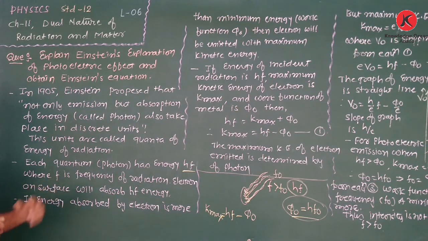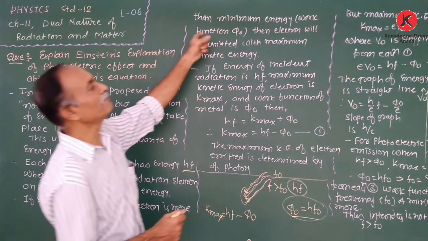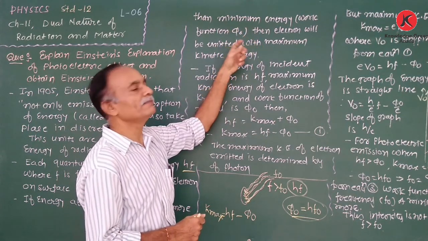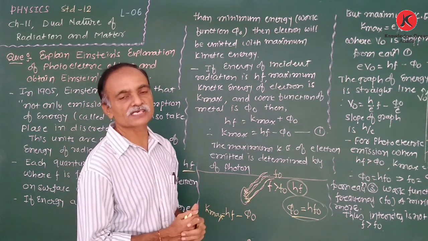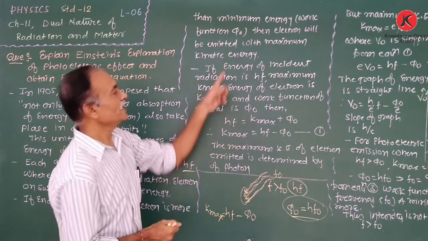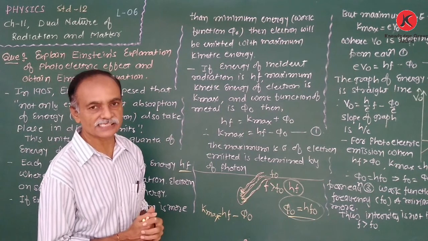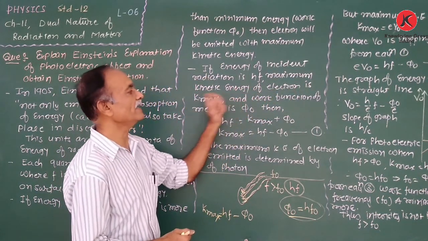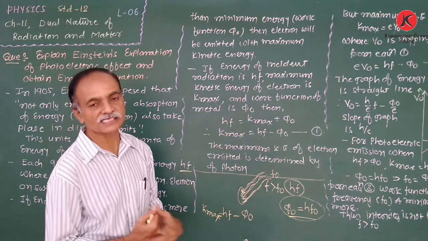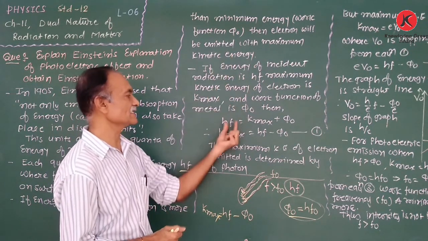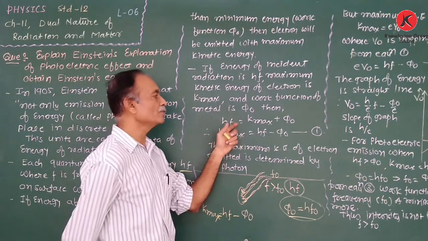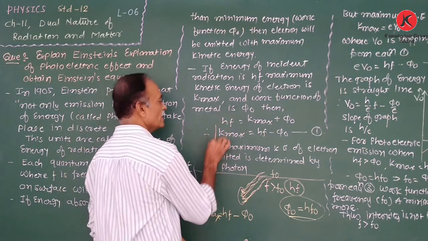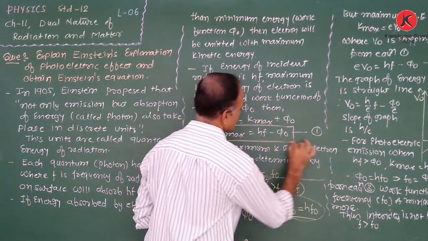If the energy absorbed by the electron is more than the minimum energy, that means the work function phi 0, then the electron will be emitted with the maximum kinetic energy. If energy of incident radiation is hf, maximum kinetic energy of electron is K maximum, and work function of metal is phi 0, then this relation is written as hf is equal to K maximum plus phi 0. Therefore, K maximum is equal to hf minus phi 0.